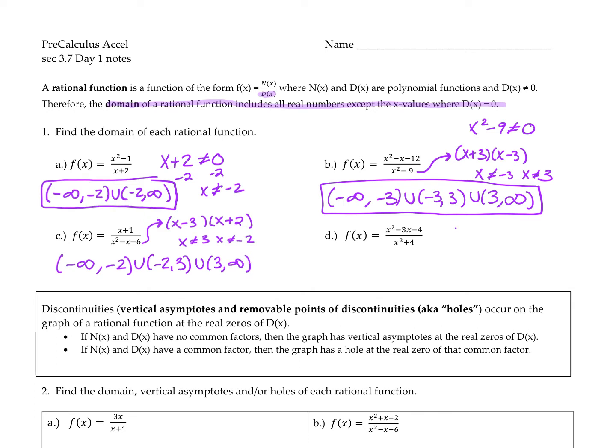Now in this denominator, if I set this equal to 0 or say it cannot equal 0, I would get that x cannot be plus or minus 2i. So since only imaginary values would make my denominator 0, this domain would just be negative infinity to infinity.